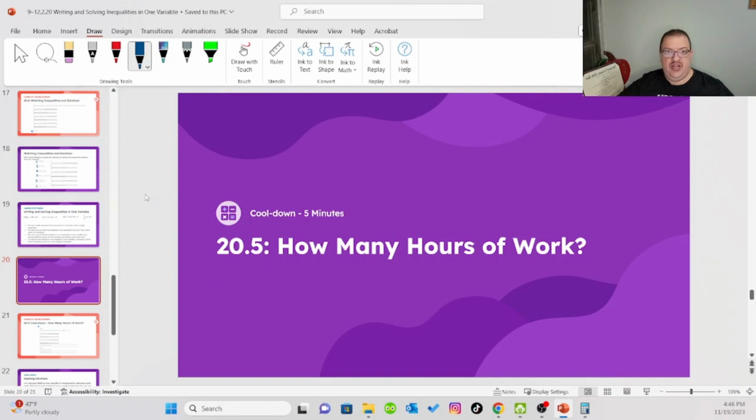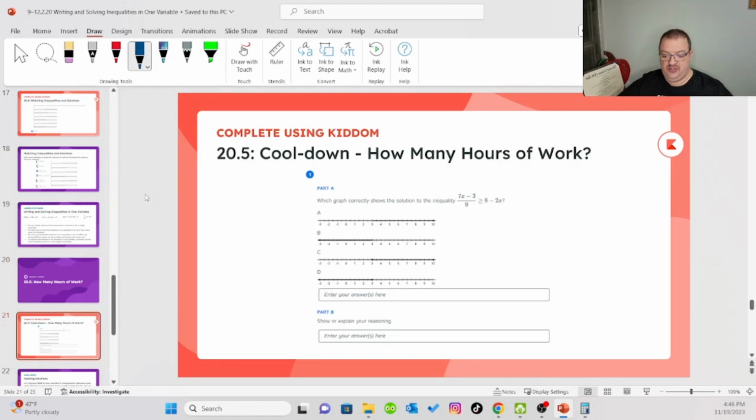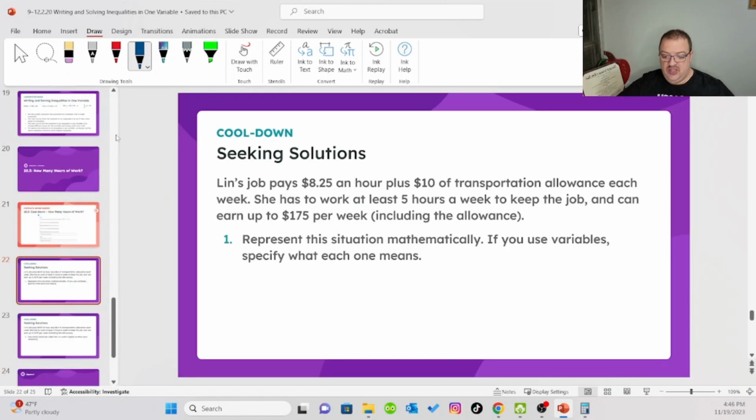Our cooldown today is 20.5. How many hours of work? It says Lynn's job pays $8.25 an hour plus $10 of transportation allowance each week. She has to work at least 5 hours a week to keep the job and can earn up to $175 per week, including allowance. Represent this situation mathematically. If you use variables, specify what each one means.